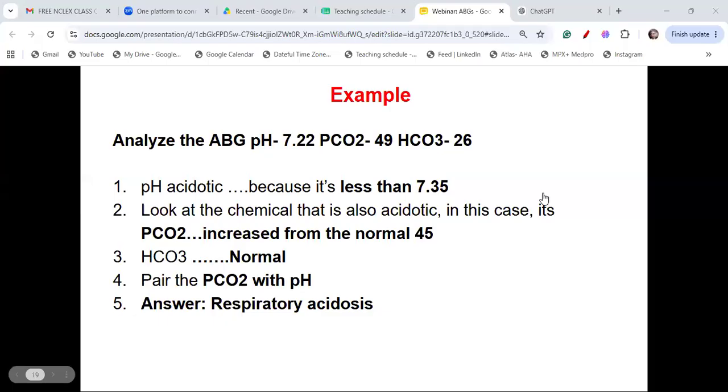The question reads: analyze this ABG. You've been given a pH of 7.22, PCO2 of 49, and bicarbonates of 26. So you're starting small as we grow. Starting with an easy one and then you'll grow from there. Step number 1, I said you have to look at all the parameters and identify if they are within normal range. So let's start with pH. Is our pH normal?